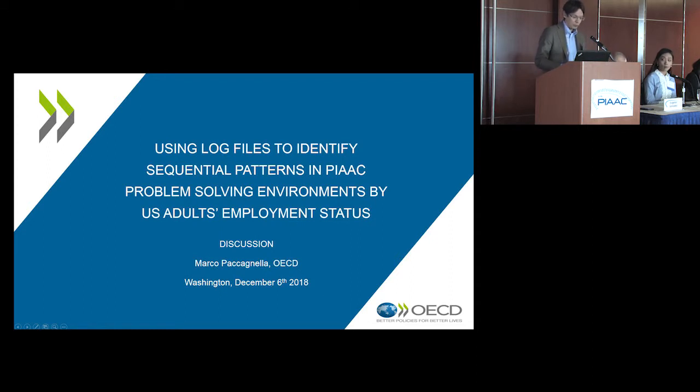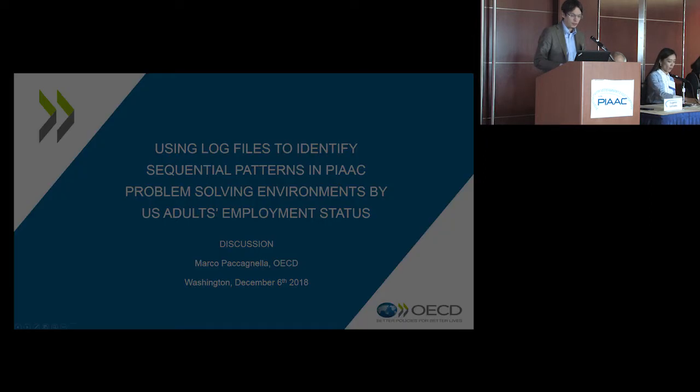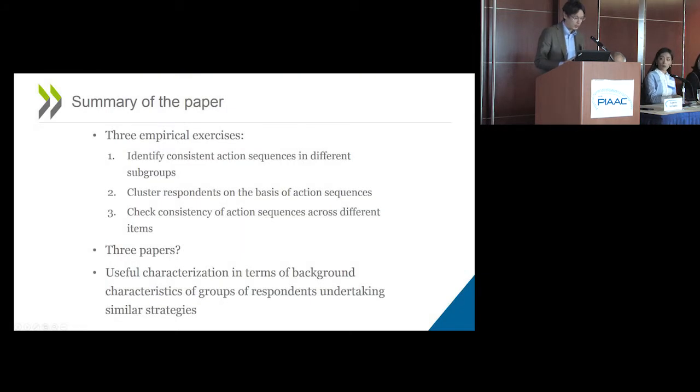I will start with a brief summary. The paper performs three different empirical exercises. The first aims to identify consistent action sequences in different subgroups of the population. The second aims to cluster respondents on the basis of the action sequences, which is bottom-up. And the last one aims to check the consistency of action sequences across two different items. Three very different empirical exercises, maybe three papers, not just one paper.